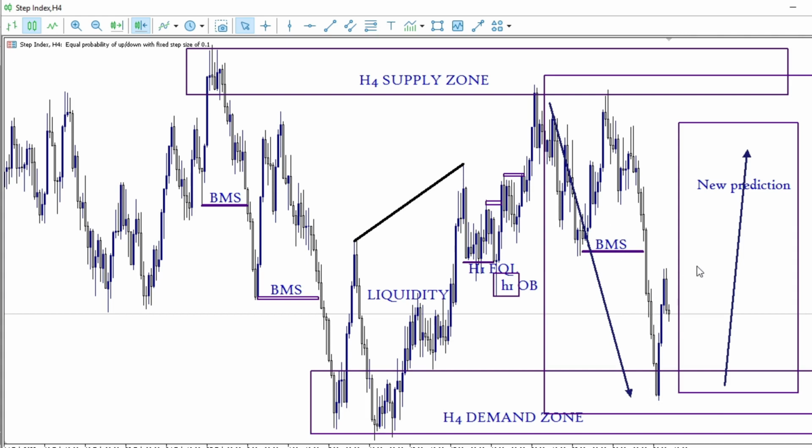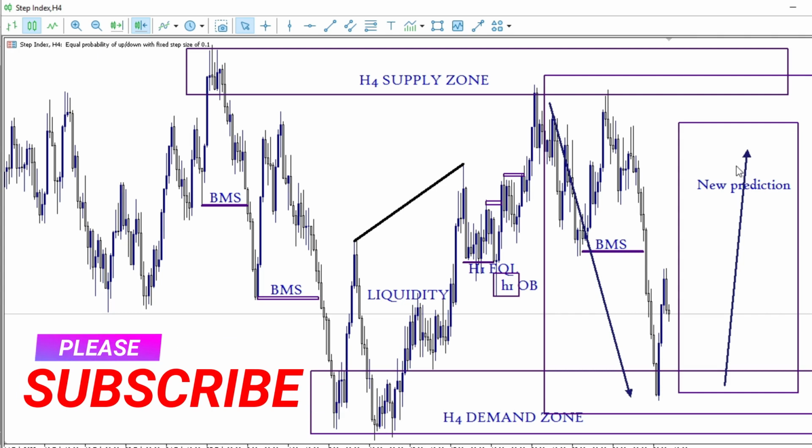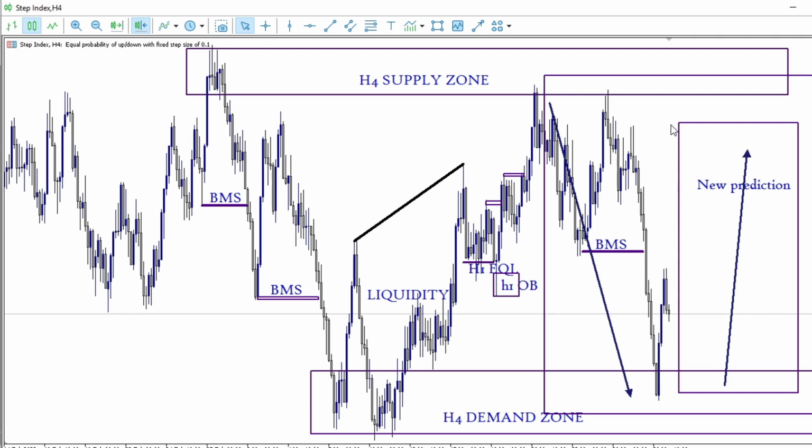So watch until the end. I'm going to be explaining my new prediction, why I expect prices to go where they go right now. The prices are here. I expect them to come to this area and they'll be buying up to around this region. You get? Then the other thing I want to mention is that we are on H4.